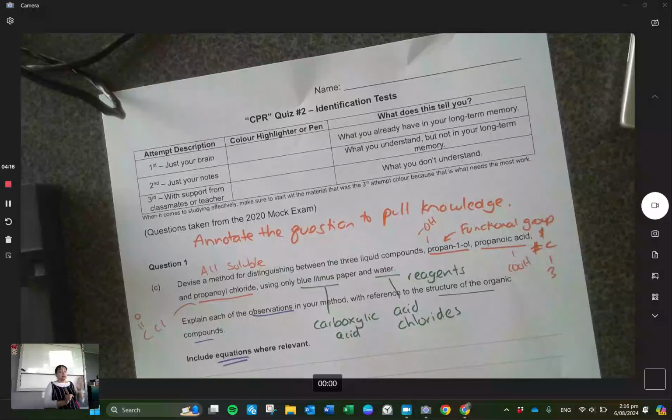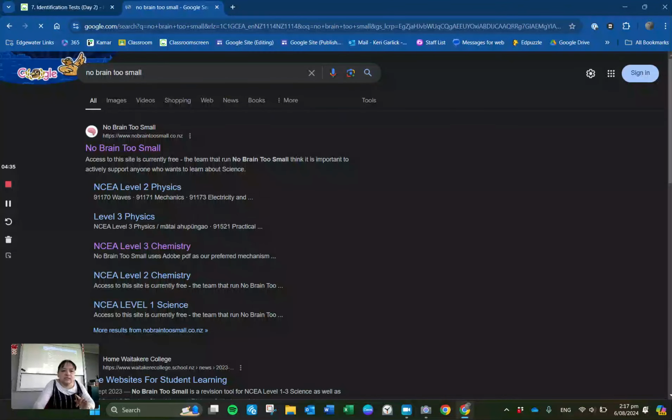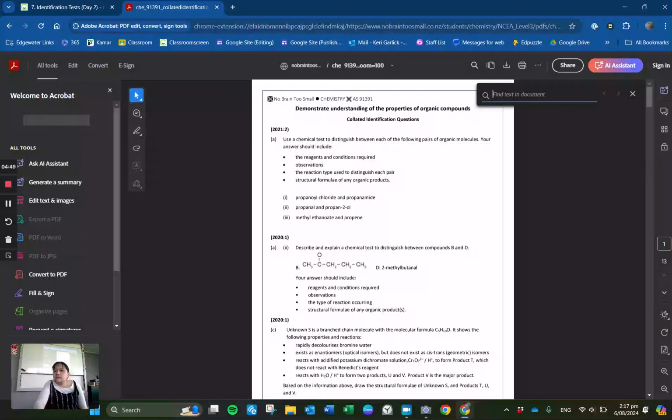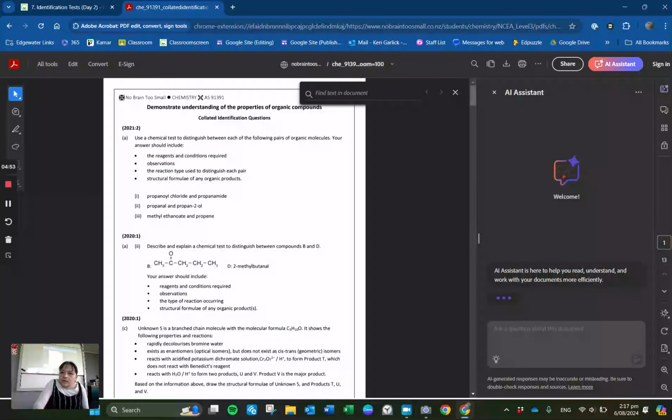I can actually show you guys some examples. Let's go to No Brain Too Small and show you the collated questions. And we are doing identification tests now. Here we are. I don't want to find, I just want to zoom up. I thought that was going to magnify it. There we go.